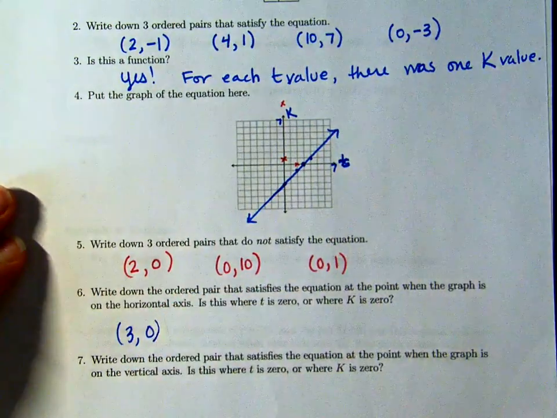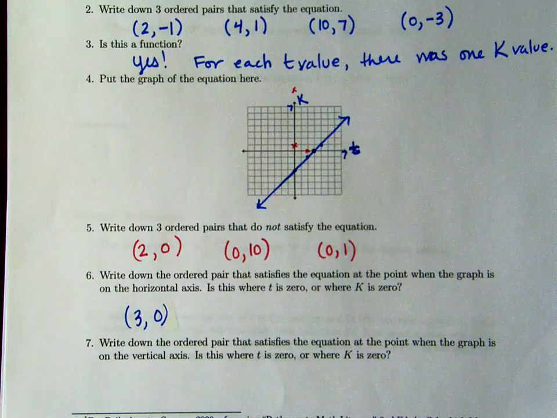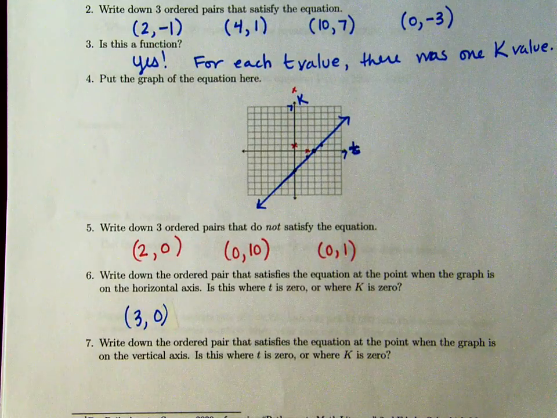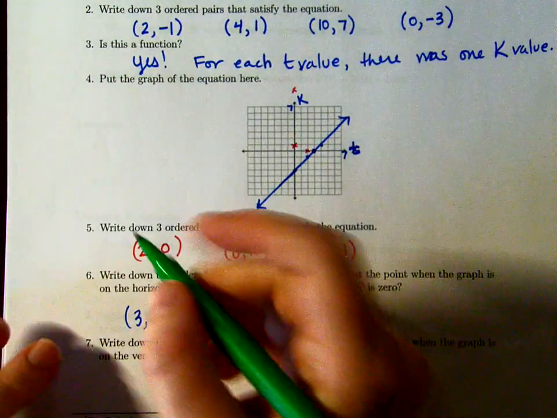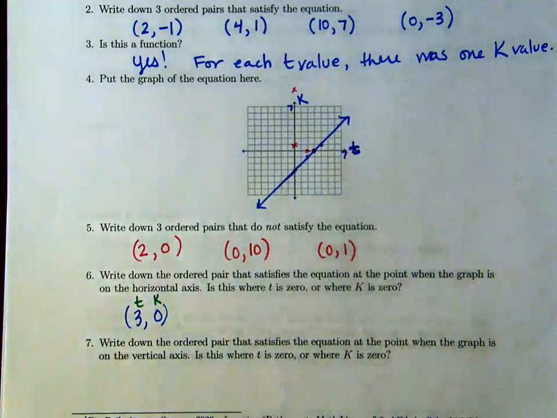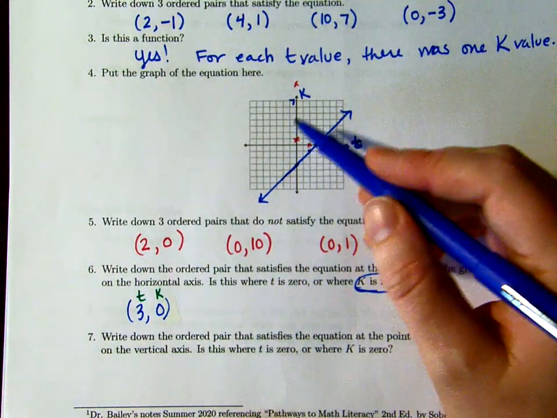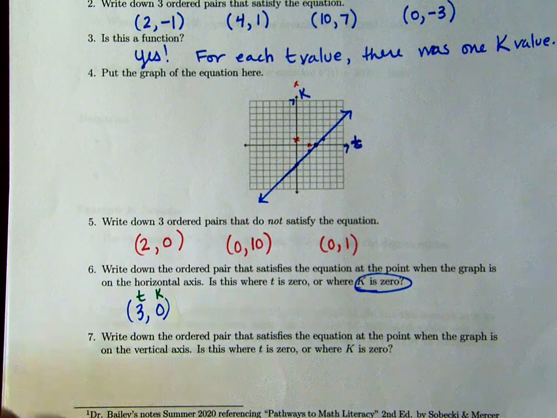And I meant to say that out loud instead of write it. So there you go. There's the ordered pair of T3, K0. Is this where T is 0 or where K is 0? Oh, so just to give these quick labels, this is T and K. This is where K is 0. So if K is 0, we're on the horizontal axis.